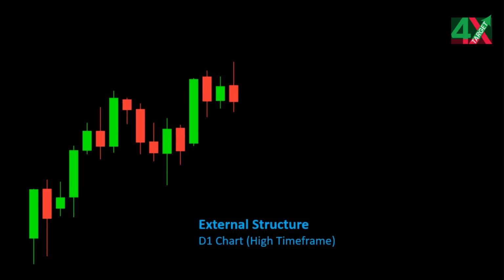In this example, the external structure on the higher time frame is clearly in an uptrend. A significant swing high is formed, and price breaks above the previous high, creating a new higher high. This is a classic break of structure, a clear signal that the bullish trend is continuing.